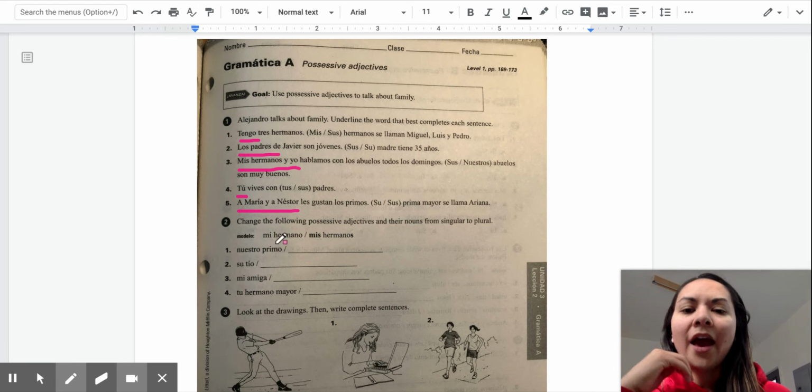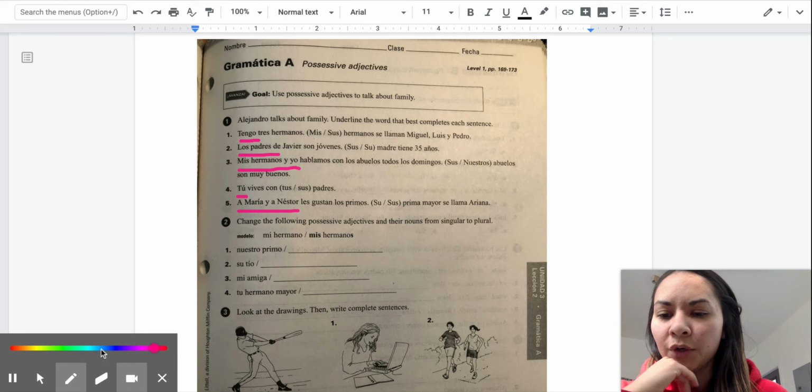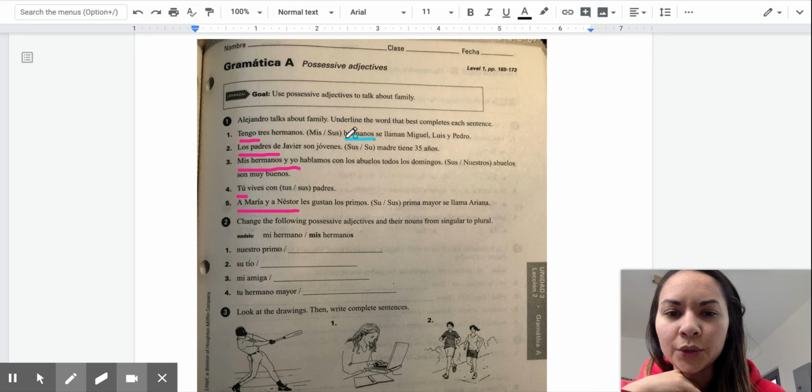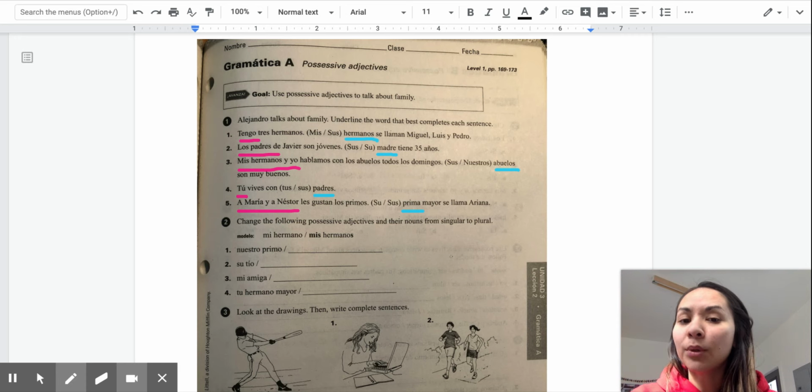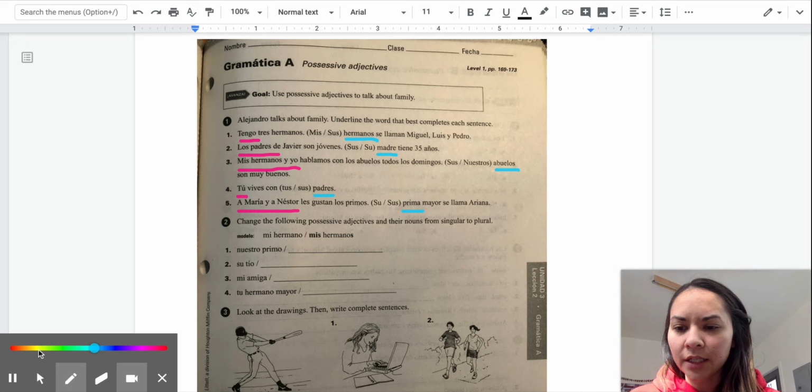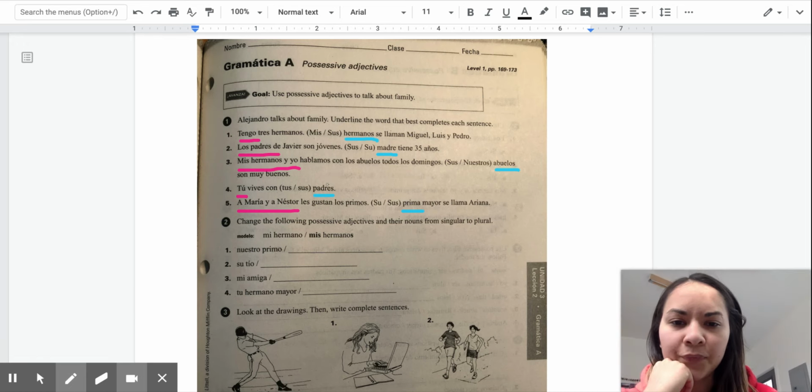Okay? Then when we go over to here, hermanos, madre, abuelos, padres, prima. That is going to indicate to you whether or not it needs to be plural. Okay, so let's get a different color, otro color, verde, and do this first one together.